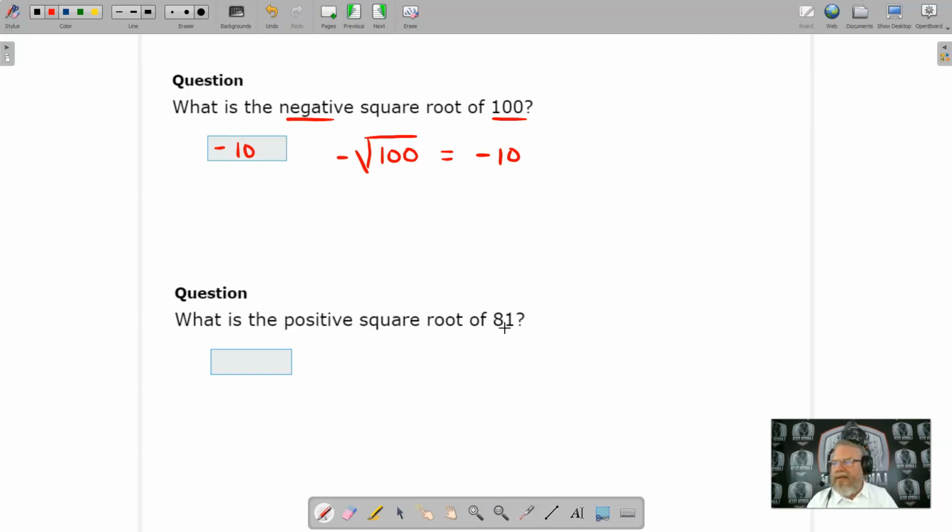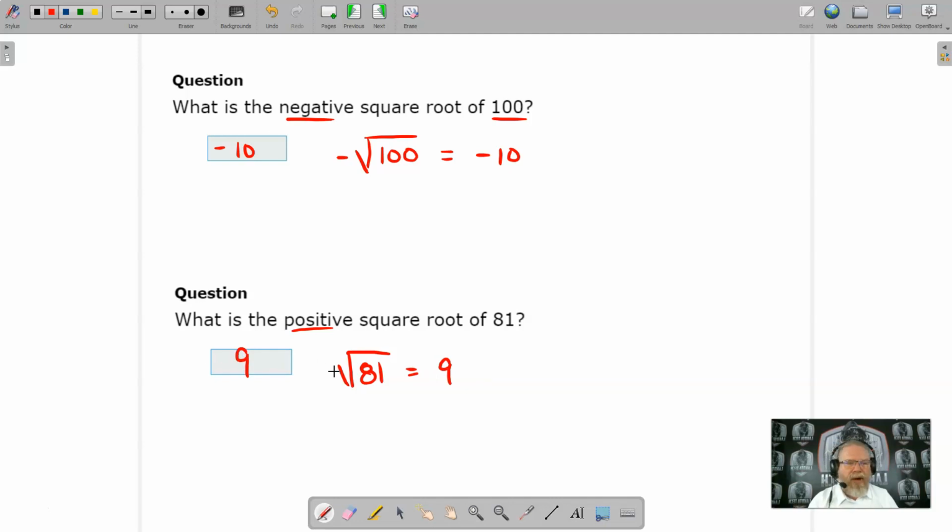What is the positive square root of 81? So we want the positive square root. No need to type in a plus sign here. If you enter a value without a plus sign in front of it, IXL is going to realize that it is indeed a positive number. So the square root of 81. Well, that's another perfect square, and 9 times 9 is 81, right? So the positive square root of that is 9.